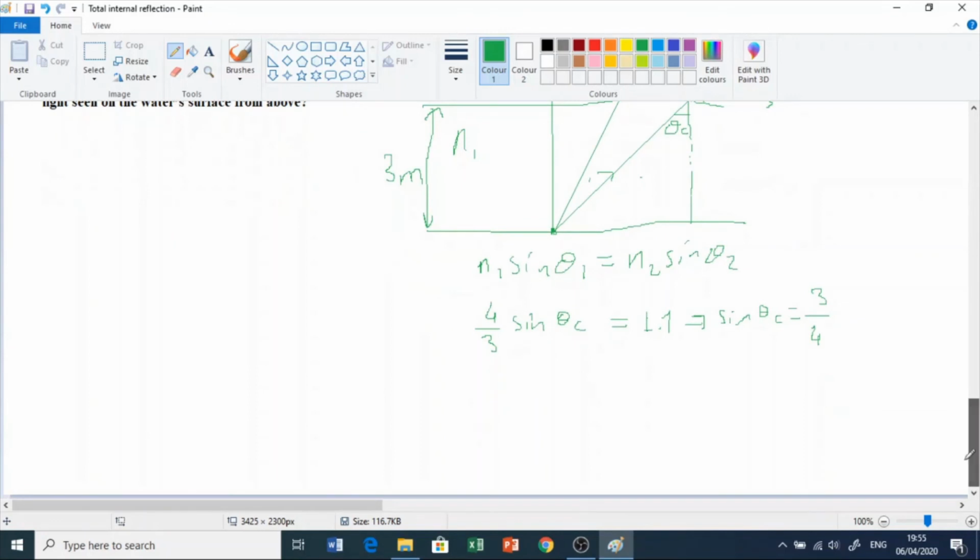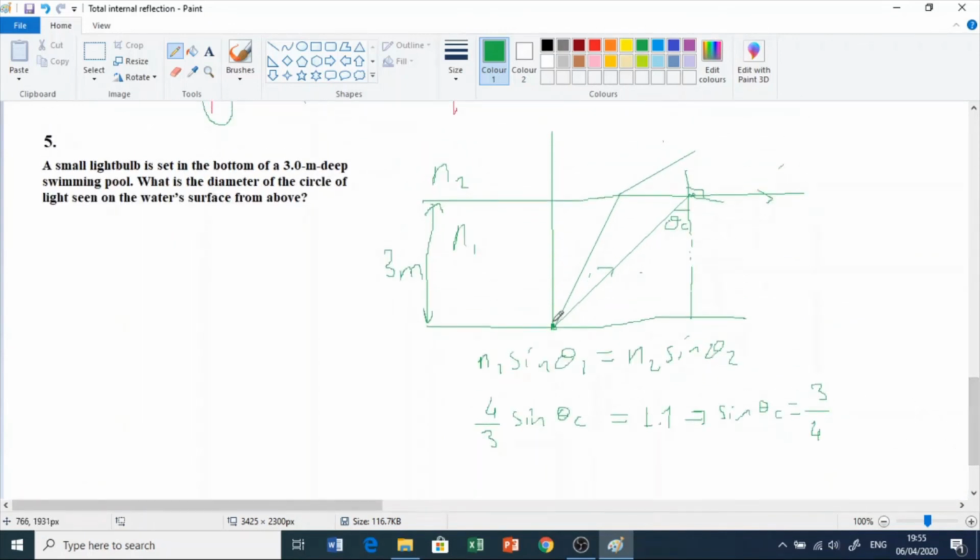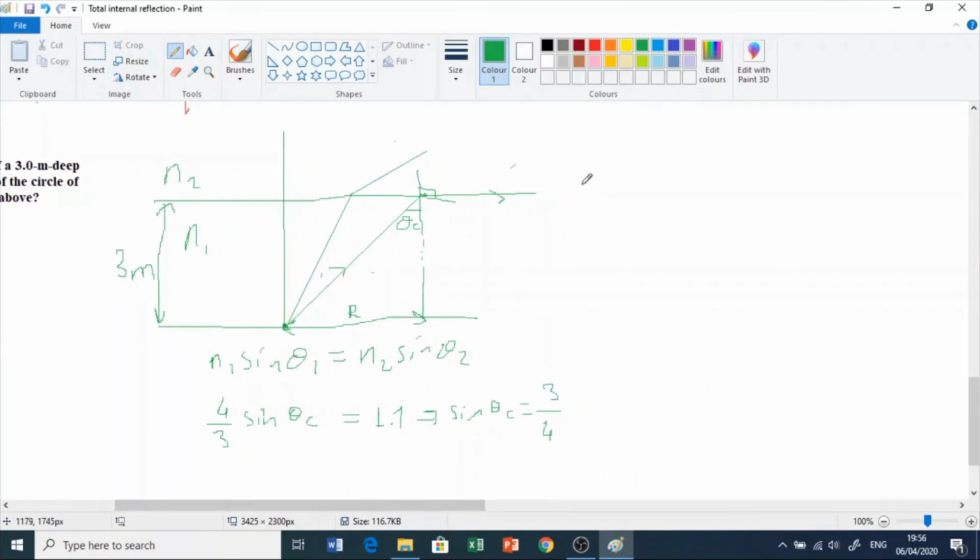Okay, so let's calculate the diameter. This is r from here to here. This is the diameter of the area which is going to be seen from above as illuminated. This is r, and this height is 3 meters. How can we find r? We can use the tangent. Tangent of theta critical, the tangent of this angle, will be equal to r/3. We know the sine of the critical angle, but we don't know the tangent of the critical angle.